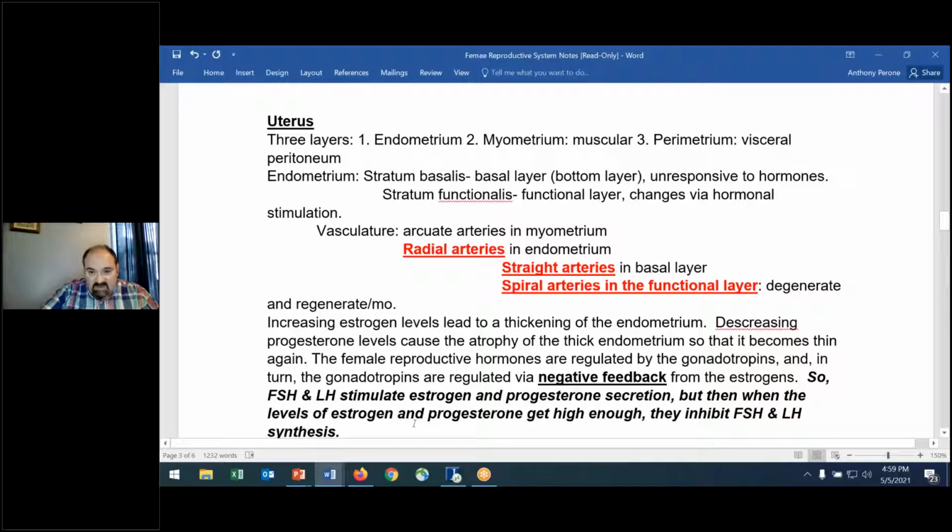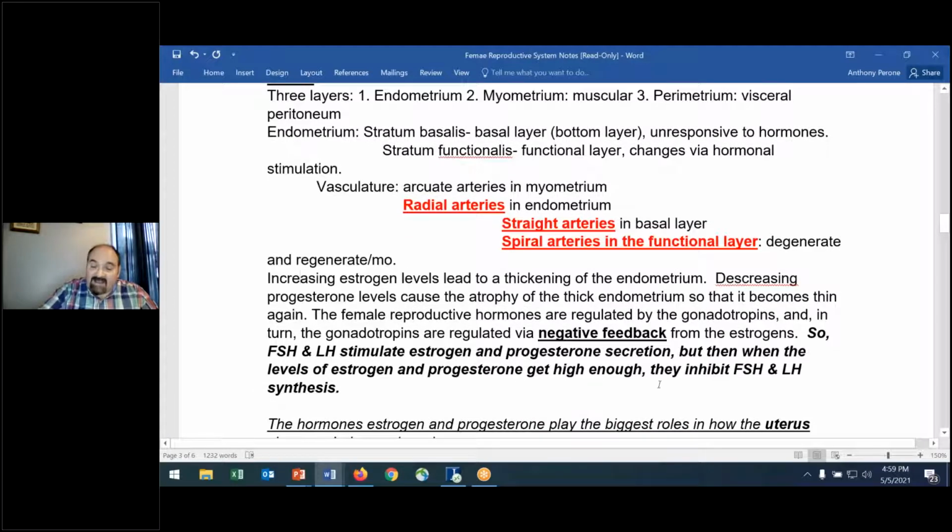Let's see here. So FSH, LH, follicle stimulating hormone, luteinizing hormone, stimulate estrogen and progesterone secretion. But then when the levels of estrogen and progesterone get high enough, they inhibit FSH and LH synthesis, which would in turn then not lead to as much of the estrogen and progesterone being secreted. Understood? So it's really FSH and LH that contribute to the release of estrogen and progesterone. And know that what's contributing to the release of FSH and luteinizing hormone is gonadotropin releasing hormone from the hypothalamus.